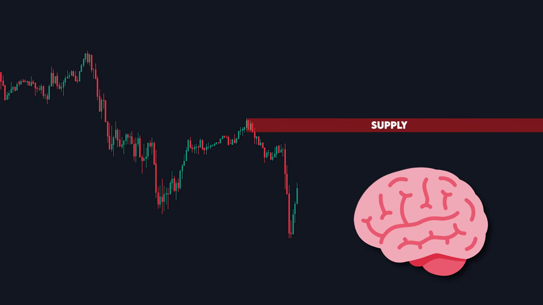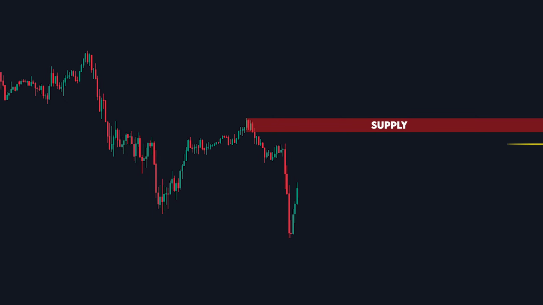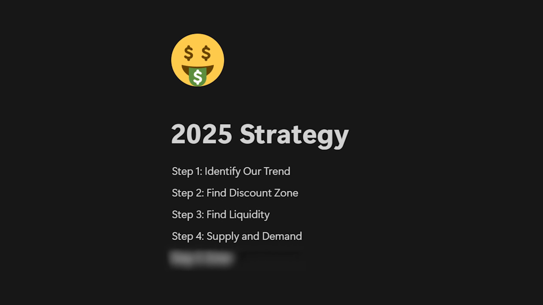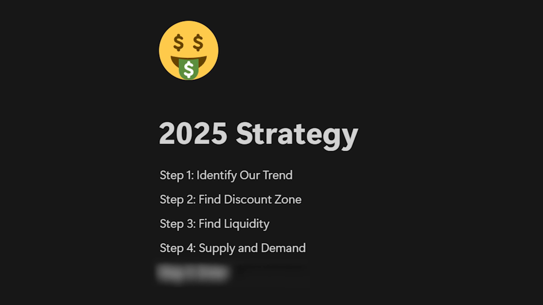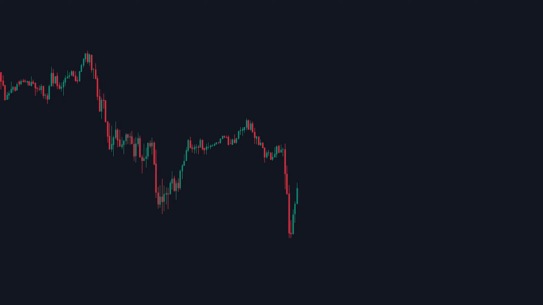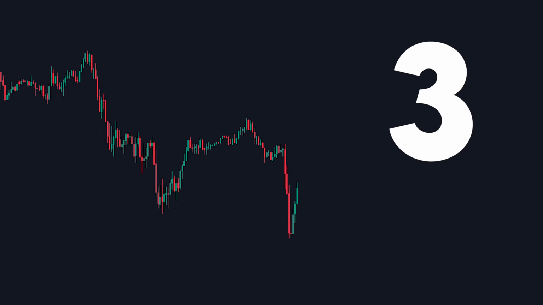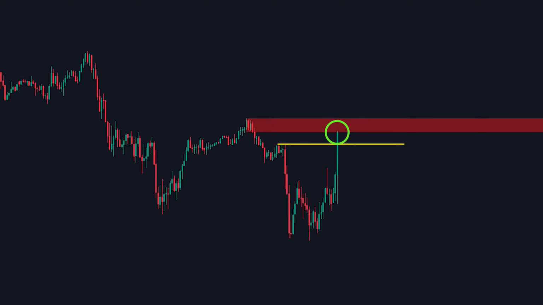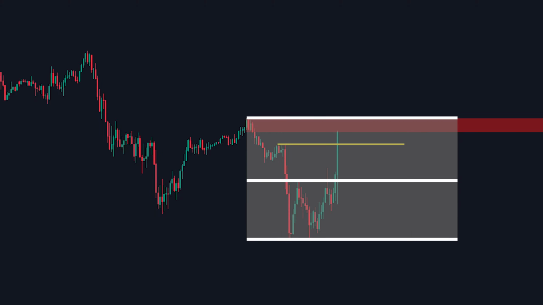Important thing to note though is that our area of supply is above our liquidity and is also in our discount zone. Then finally, moving on to our fifth and final step is to enter the trade. In order to enter our trade, we have to make sure three things are true. First, we need price to break our point of liquidity, which price has done. Next, we want price to enter our area of supply, which price has also done. Then finally, we want all of this to happen in our discount zone, which it has.